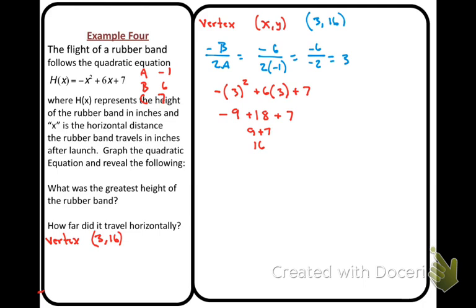Okay, next step is our axis of symmetry. And remember, axis of symmetry is just that line that you draw down the vertex. So when we go to plot this, we can just go ahead and draw the axis of symmetry in.